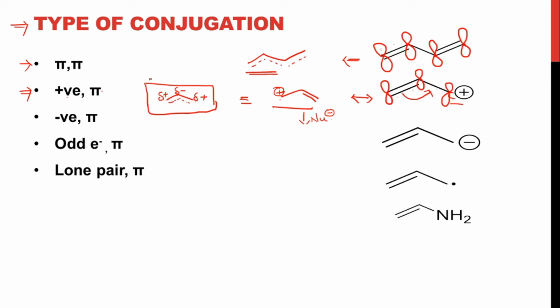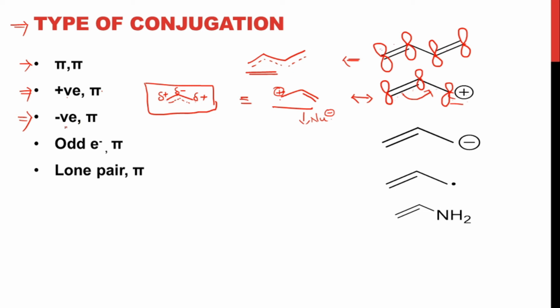Now there won't be much difference if the nucleophile is attacking C1 or C3, that doesn't matter. But if there is a substitution at any of the carbon, and if the carbon chain is different, then the product is going to be different. And we are going to discuss it further when we write the resonating structures for many other examples. Once we are done with the types of conjugation, we'll start writing resonating structures.